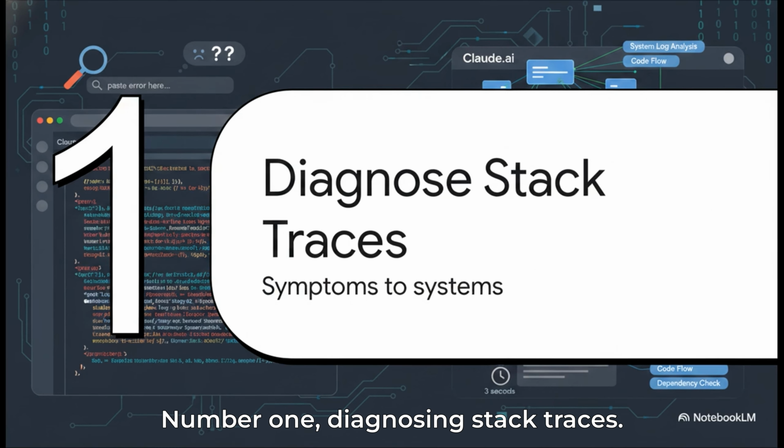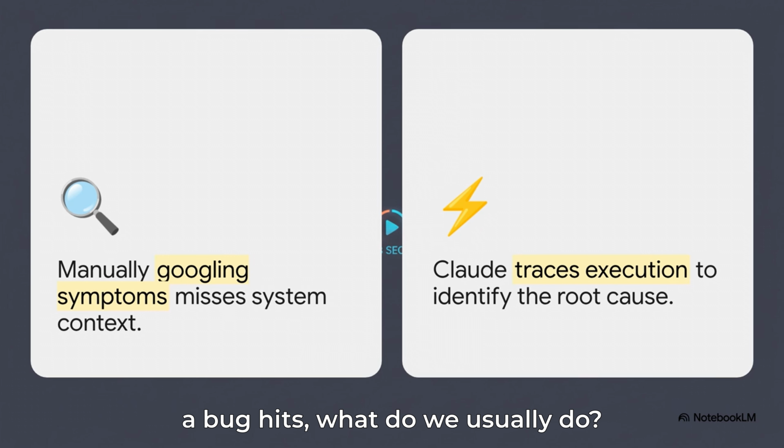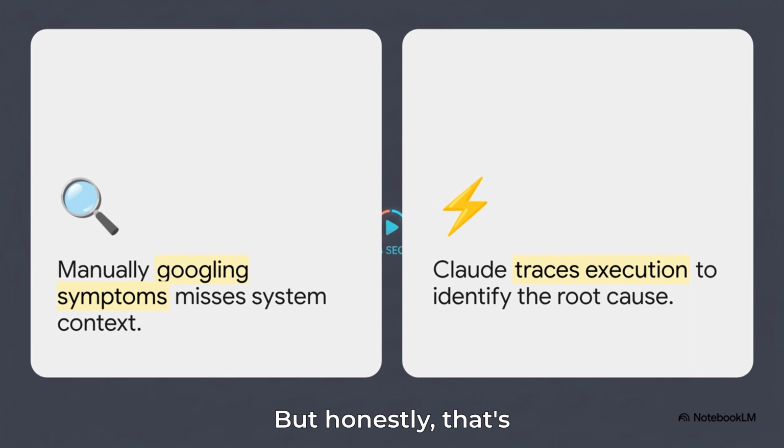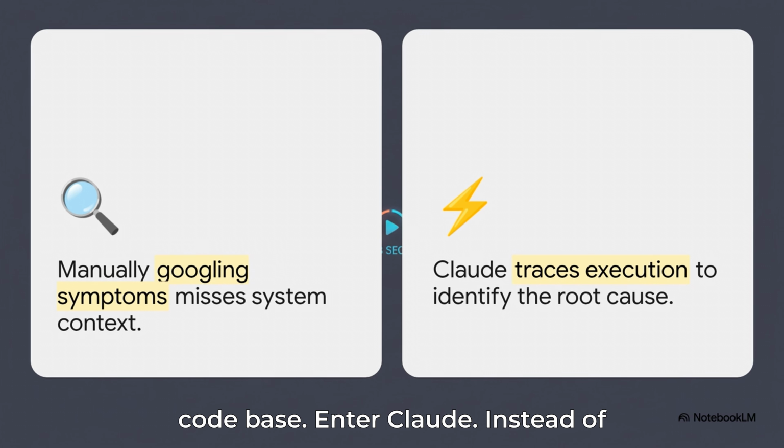Number 1, diagnosing stack traces. We are moving from symptoms to systems here. So, when a bug hits, what do we usually do? We copy a symptom or a generic error message, paste it into a search engine, and just kind of hope for the best, right? But honestly, that's slow, involves a lot of guessing, and totally misses the systemic context of our specific codebase. Enter Claude.